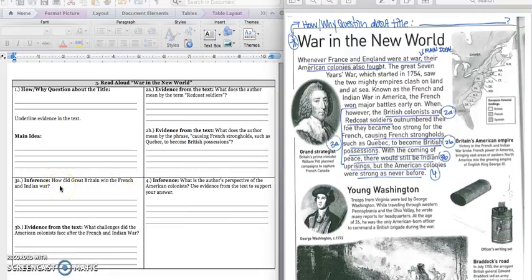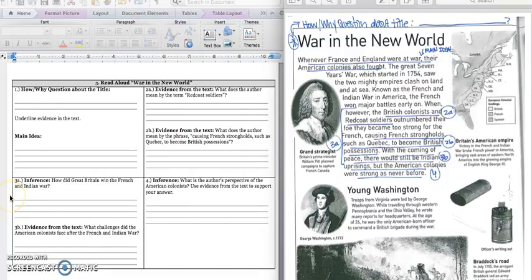3A says, how did Great Britain win the French and Indian War? And we'll go back, and it says in our text, the French won battles early on. And then our author tells us how the British actually won. When, however, the British colonists and redcoat soldiers outnumbered their foe, they became too strong for the French. And so we know that the British colonists and the British soldiers had more people than the French, and that is how they were able to keep taking over the cities, as they had more people.